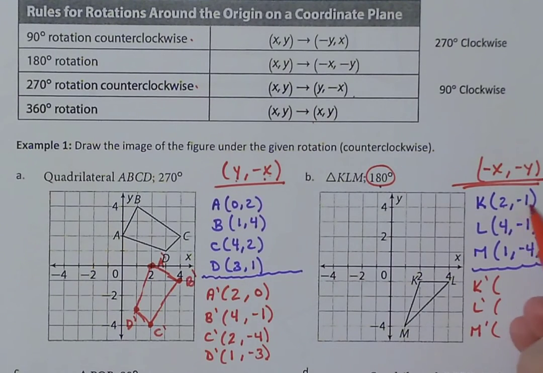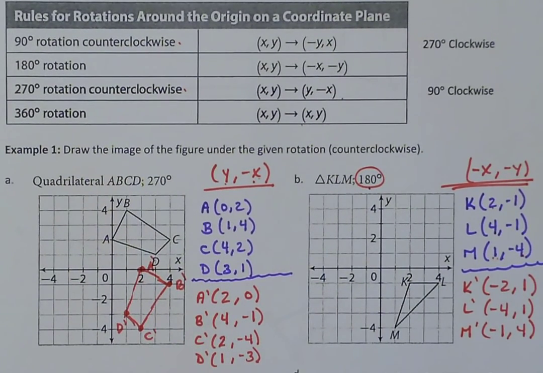K goes from 2, -1 to -2, +1. L goes from 4, -1 to -4, +1. And then M goes from 1, -4 to -1, +4. So those are my new points. Now we're just going to go through and plot these.